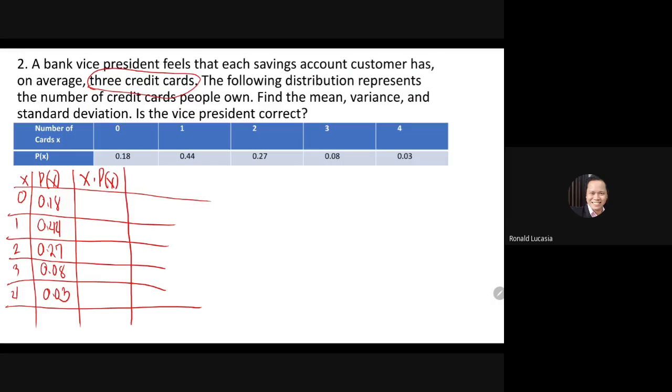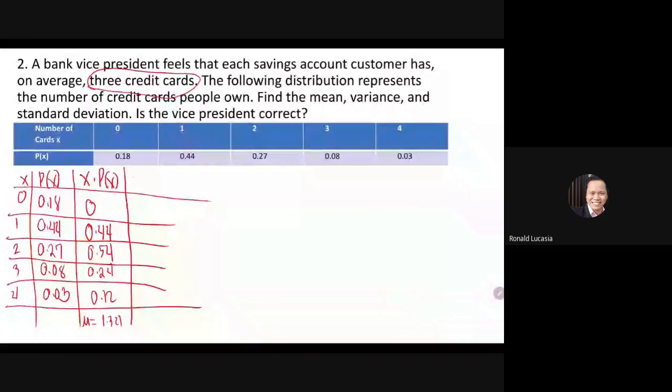So 0 times 0.18, that's 0. 1 times 0.44 is 0.44. 2 times 0.27, that is 0.54. 3 times 0.08, that's 0.24. 4 times 0.03, that is 0.12. Tapos kunin natin yan yung kanyang expected value, yung sum yan. 0 plus 0.44 plus 0.54 plus 0.24 plus 0.12. The answer to that is 1.34.